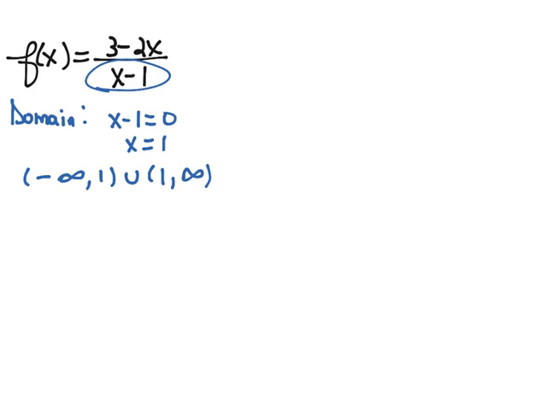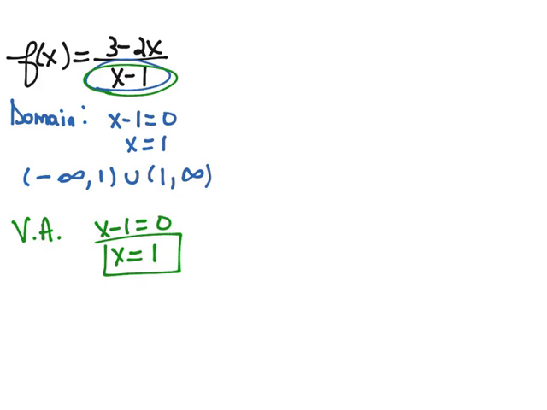The second thing we learned were vertical asymptotes. To find the vertical asymptotes, we're going to, again, take the denominator and set it equal to 0, and we'll get x equals 1. And that's a vertical asymptote provided that it's not a 0 of the numerator. If you were to plug 1 into the numerator, you would get 3 minus 2, which is 1, not 0. So therefore, this actually is a vertical asymptote, x equals 1.